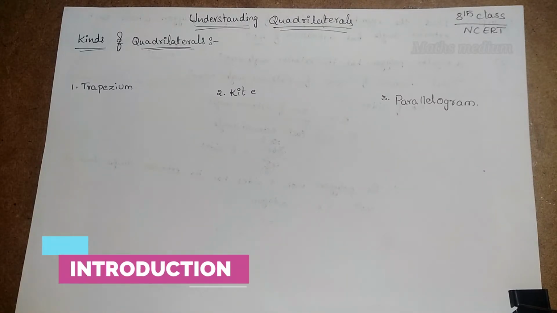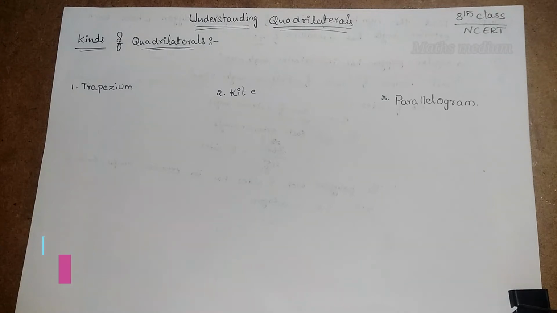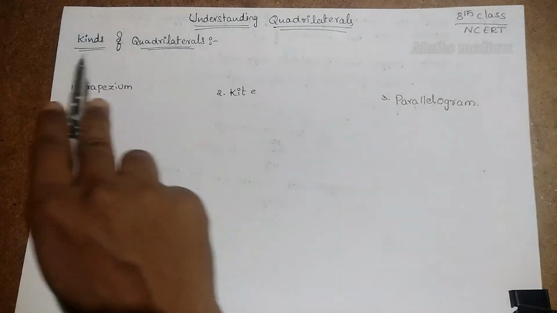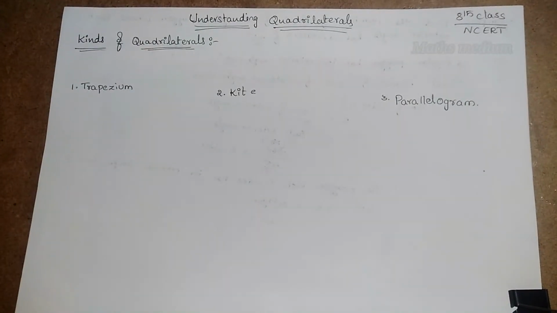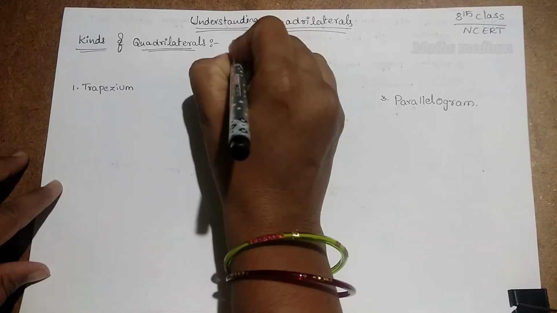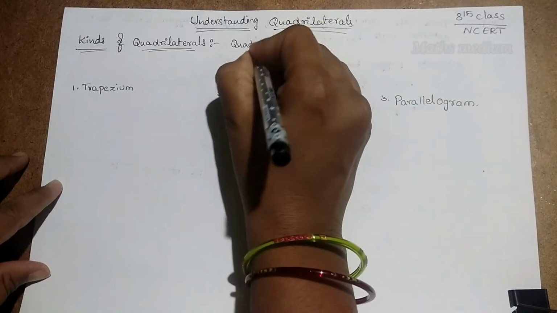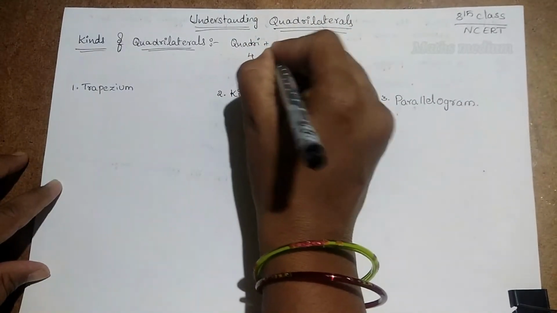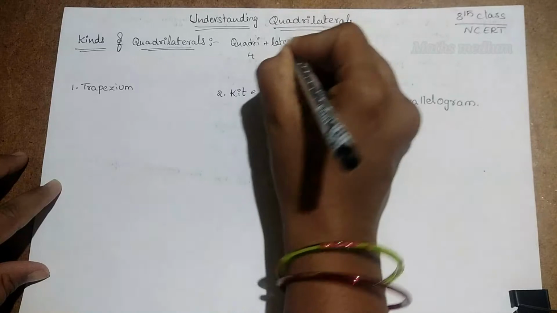Today I came with a topic that is understanding quadrilaterals from 8th class NCERT. Topic is kinds of quadrilaterals. In previous videos we already learnt about the quadrilaterals. Quadri means 4 and lateral means sides. So it is said to be a four-sided polygon.